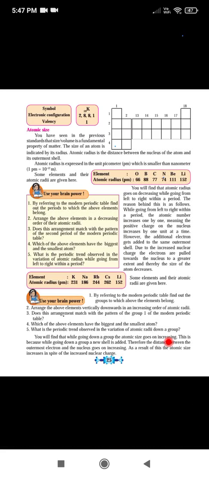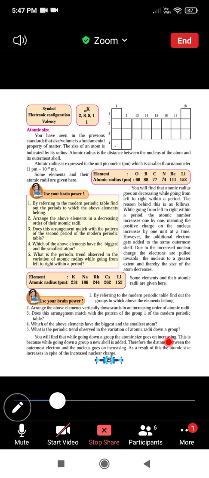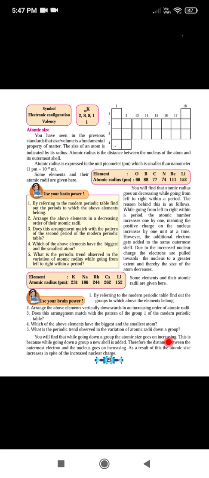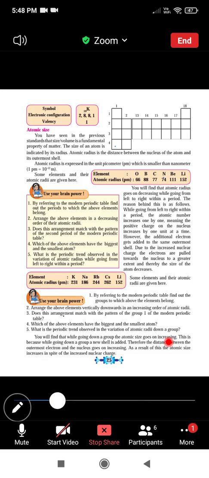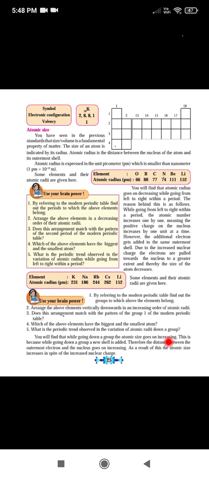Now the next property is atomic size. Okay, what happens when we move from left to right in a period? The valency increases by 1 from 1 to 4 and then it becomes 0 at the end, and all elements in the same group have the same valency. Now atomic size. When we move from left to right in a period, the atomic size goes on decreasing, and as we move from top to down, the atomic size increases.